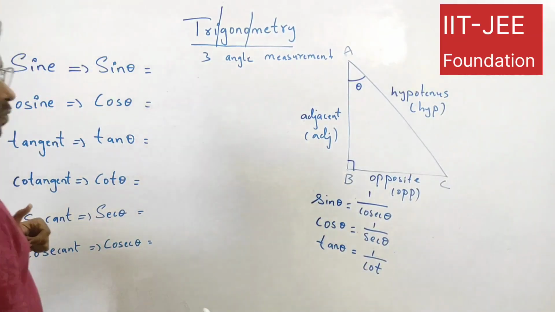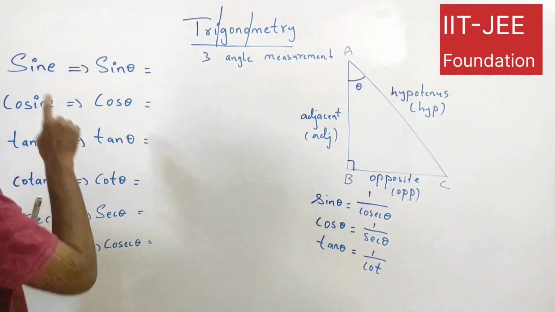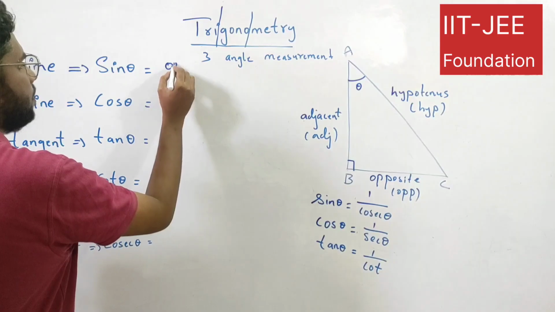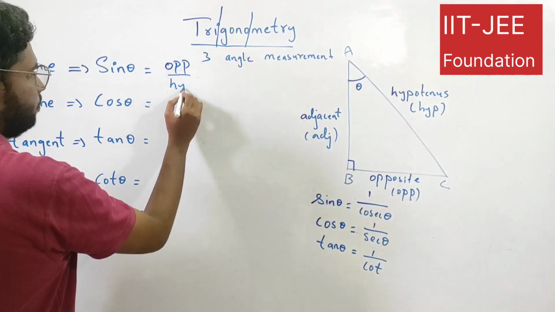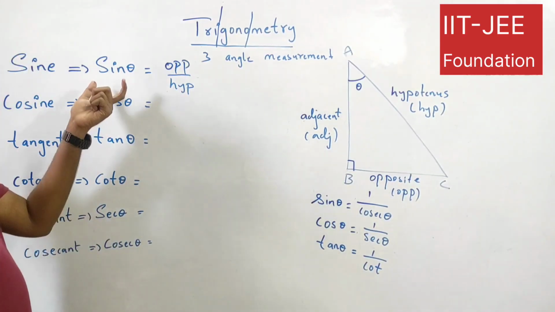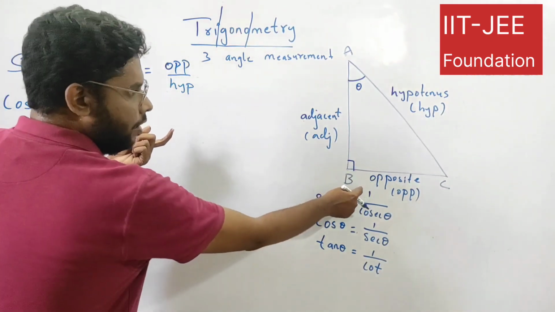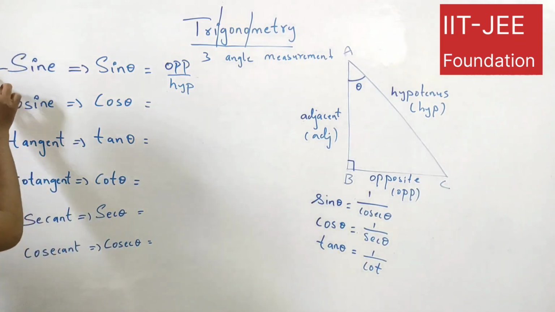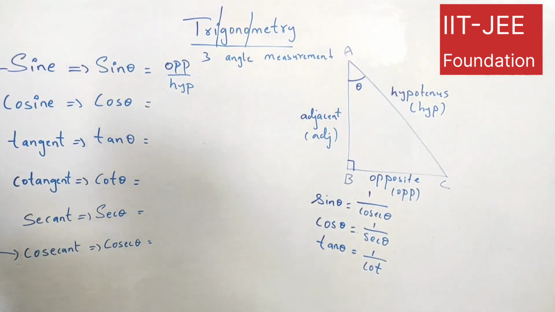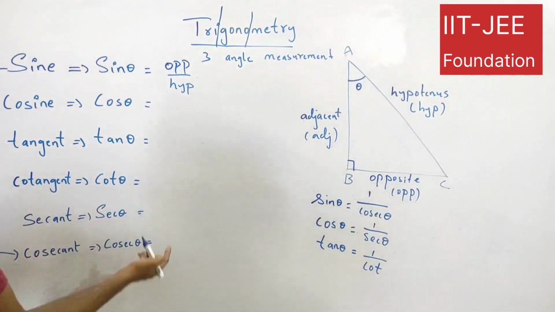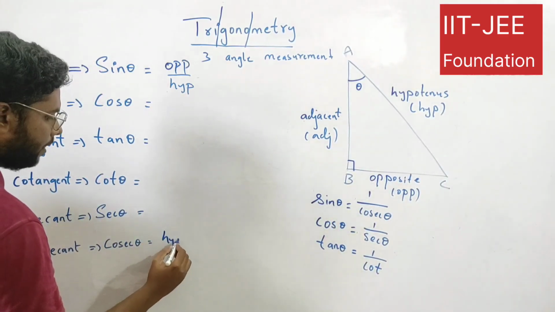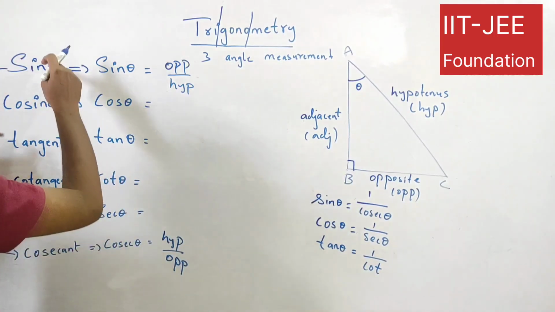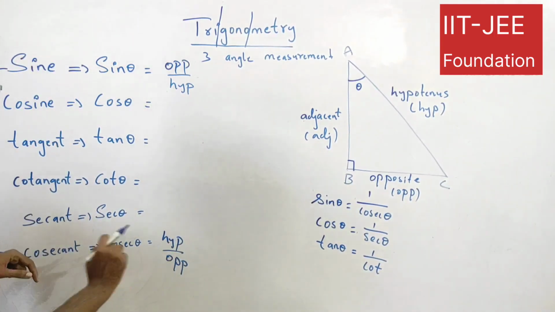Now we are going to find what the ratios are. First, sine theta. Sine theta is the ratio of the opposite side to the hypotenuse. Now sine theta's reciprocal is what? Cosec theta. So I will write this: hypotenuse divided by opposite. The reciprocal of sine theta, cosecant theta, we write as hypotenuse by opposite.